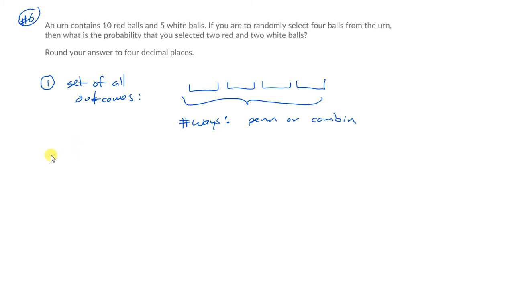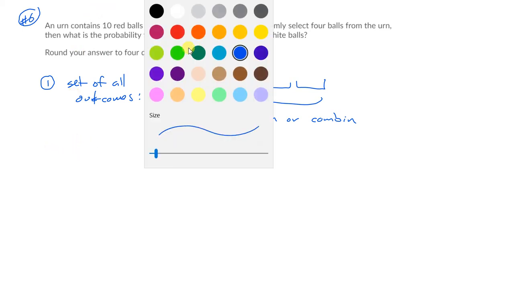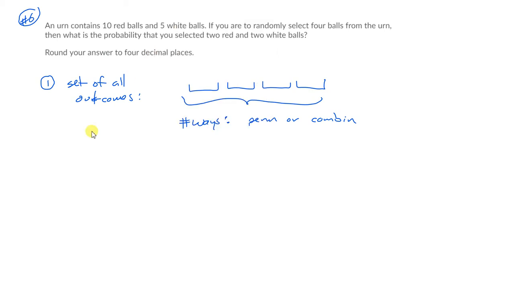Now, the second step is to single out the special outcomes that are declared to be the event we're interested in. So we want to identify the outcomes giving us the event that we want. The special outcomes that give us the event.